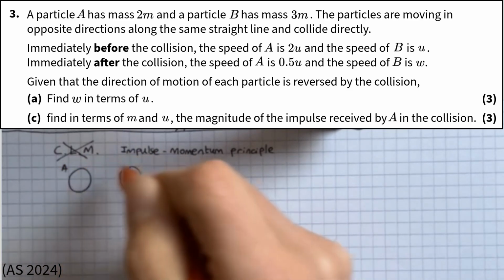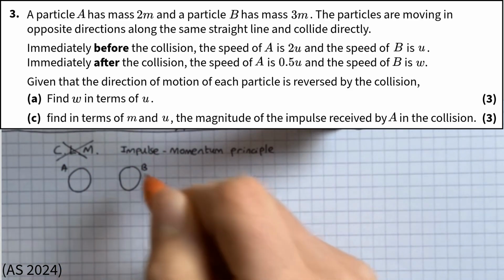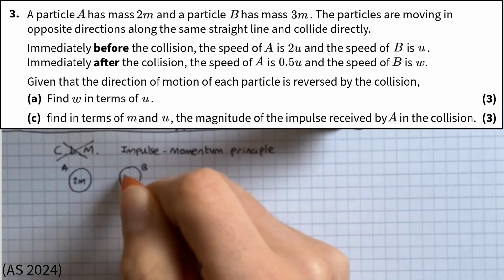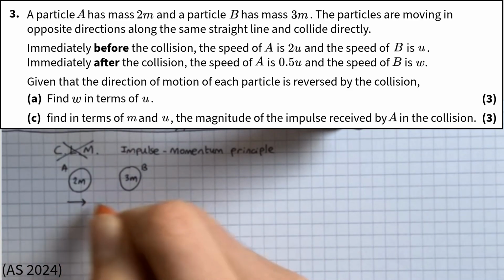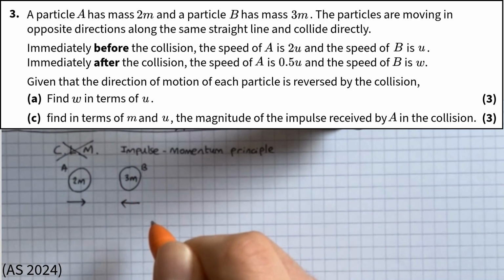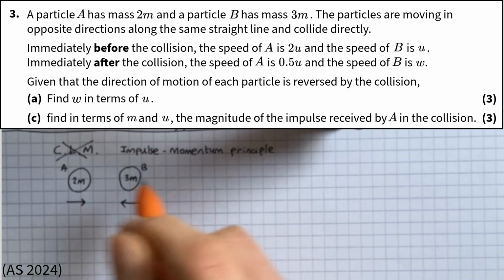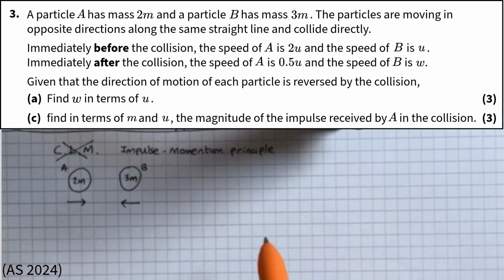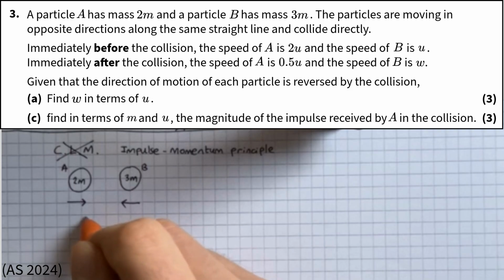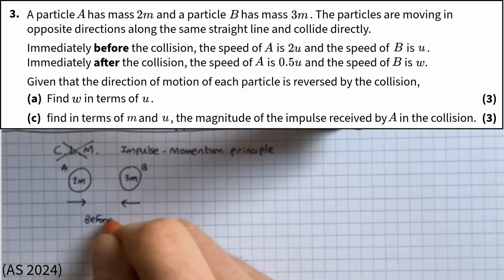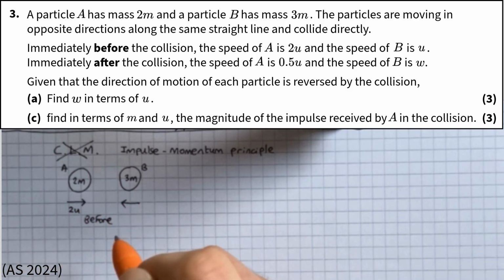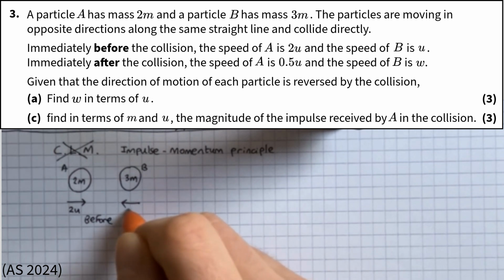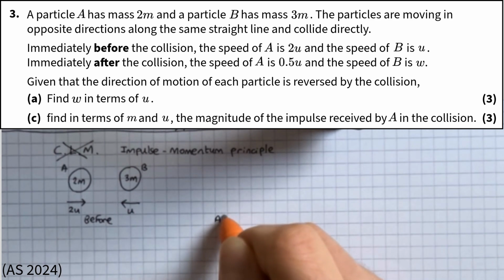So we've got lots of information here. I'm going to write it all down in the diagram. We've got particles A and B. They've got masses 2m and 3m, and they are moving directly towards each other. So they're going to head towards each other, hit, and then bounce away again. We're told that the speed at the start, so before, for A is 2u, so I'm going to put that here. And we're told that the speed for B is u, so I'm going to put that here.